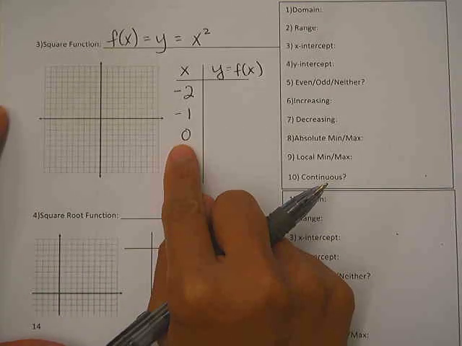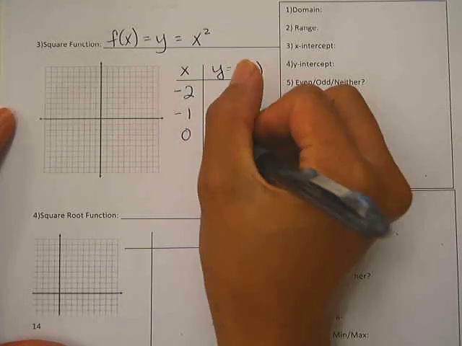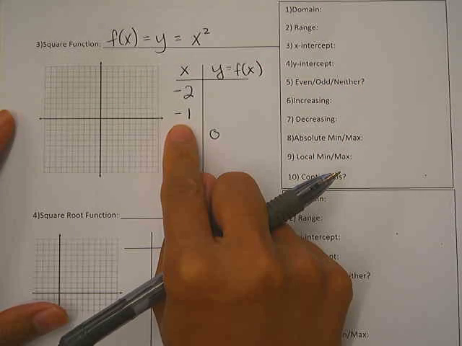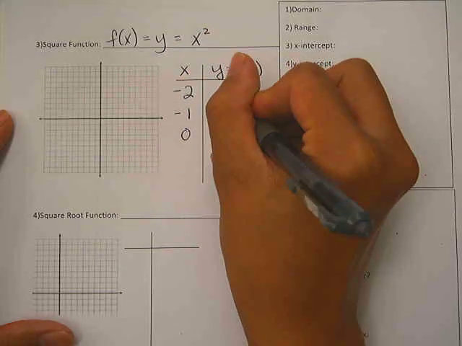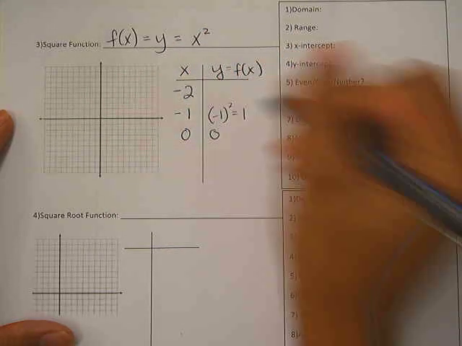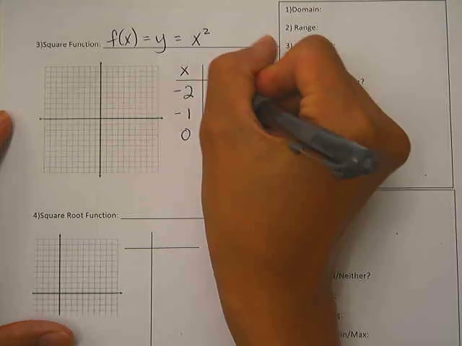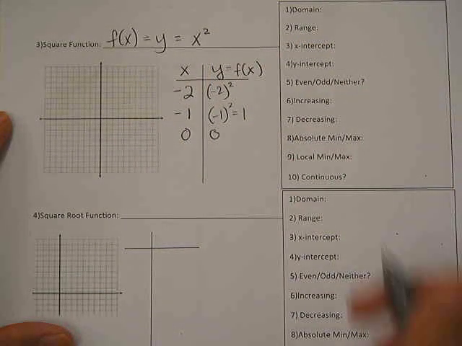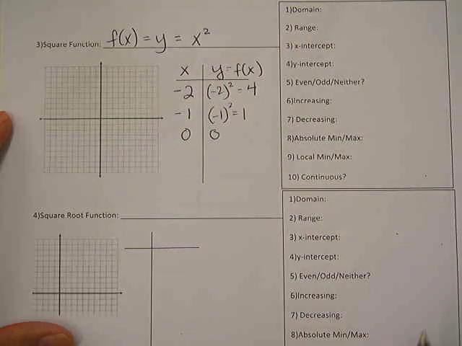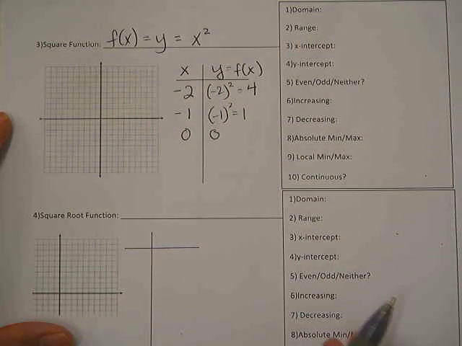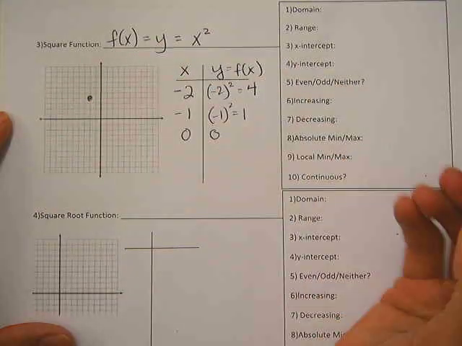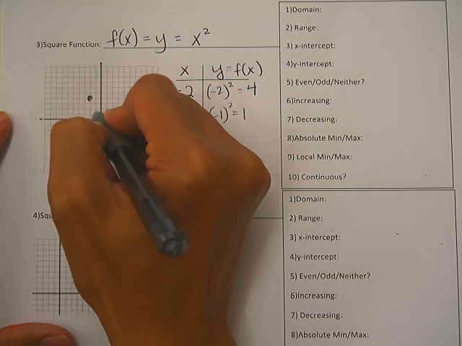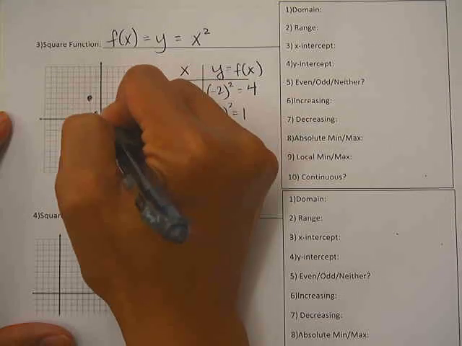Hopefully you got 0 when x is 0, y is also 0. When x is -1, the entire -1 is being squared, so that should be a positive 1. And for -2, the entire -2 is being squared, so that's positive 4. So currently we get 3 dots. Let's plot those. At -2, go up 4. At -1, go up 1. And at 0, we stay at 0.